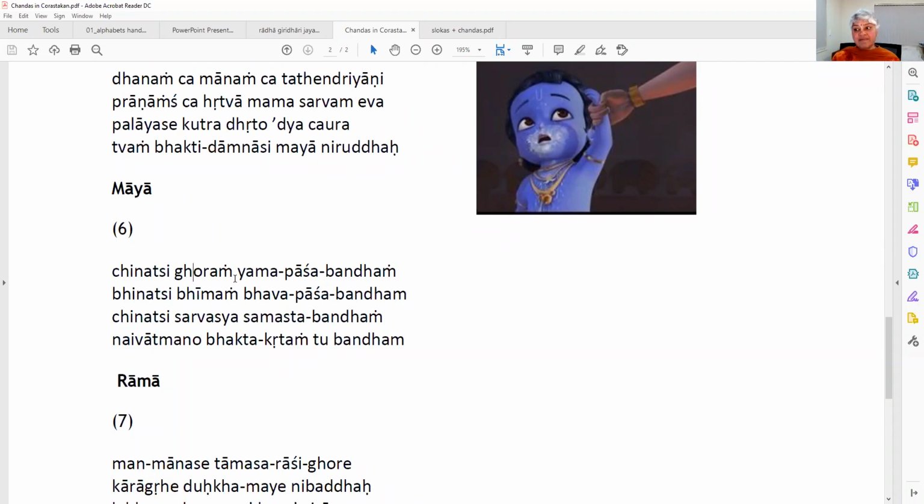But Naivatmano bhakta kritam tu bandham. Atmanah bhakta kritam. Your own self, your own bhakta, when he does a bandham to you, naiva, you can't break that. Which means your yoga maya there is so strong, she binds you. Why? Because she is partial to the bhakta. You are partial to the bhakta.